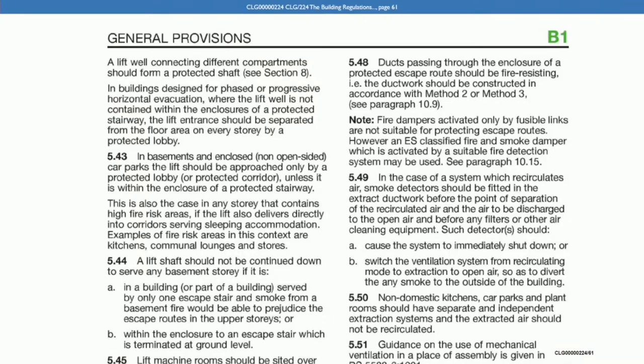It says, fire dampers activated only by fusible links are not suitable for protecting escape routes. However, an ES classified fire and smoke damper, which is activated by a suitable fire detection system, may be used. See paragraph 10.15. Do you see that? I do see that, yeah.